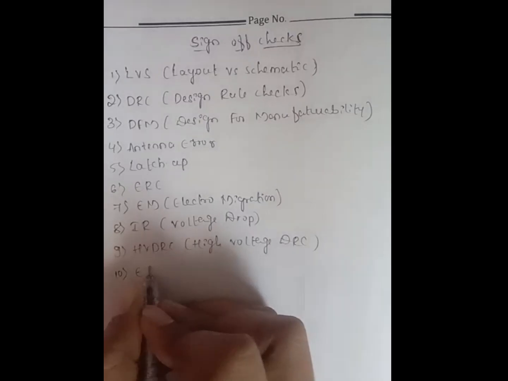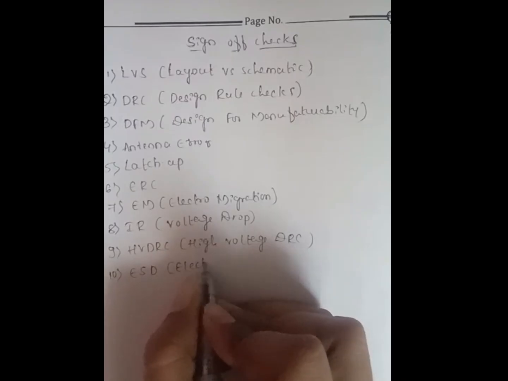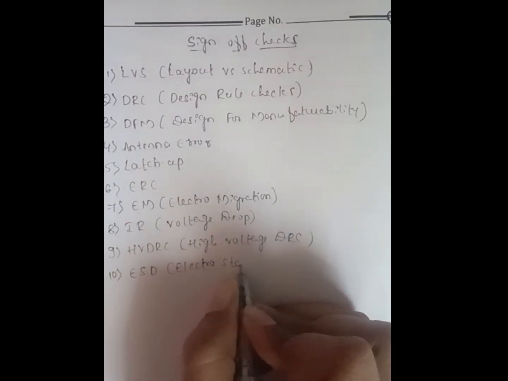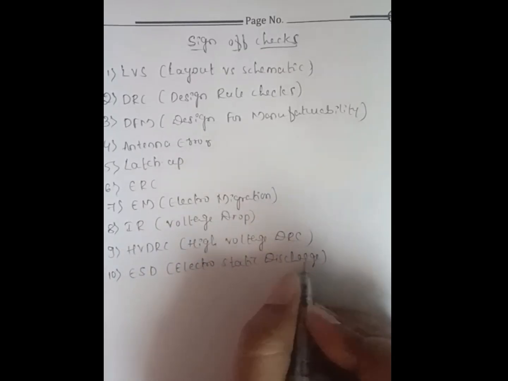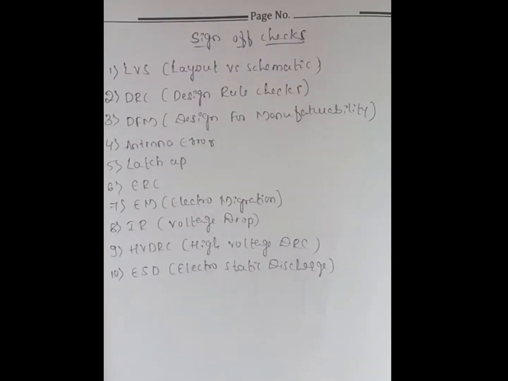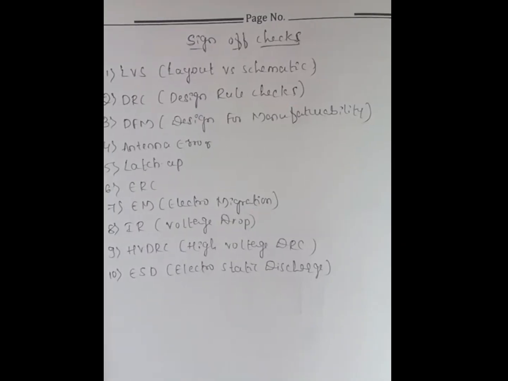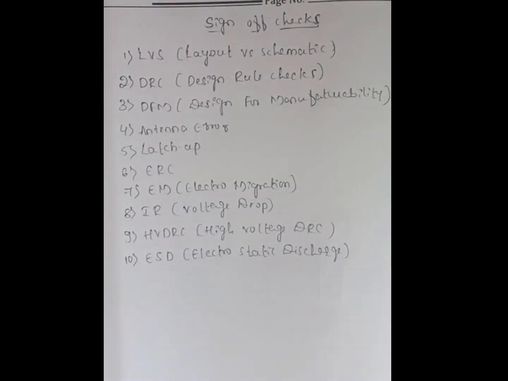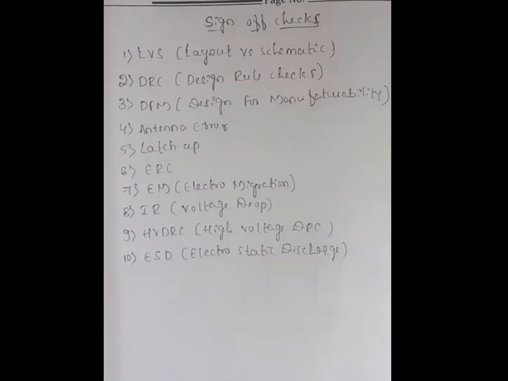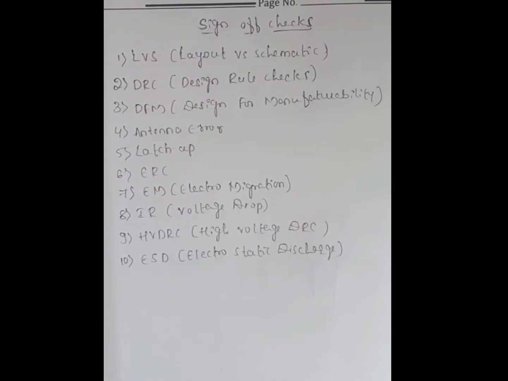Then 10 is ESD, electrostatic discharge. It again has three types: machine model, human body model, and charged device model. It will occur for a certain period of time and damage the IC. So we take care of ESD also, and these we will do before the tape out of the chip for validation purposes.